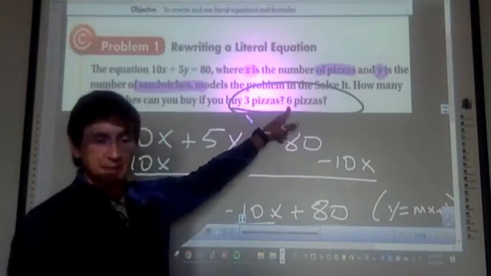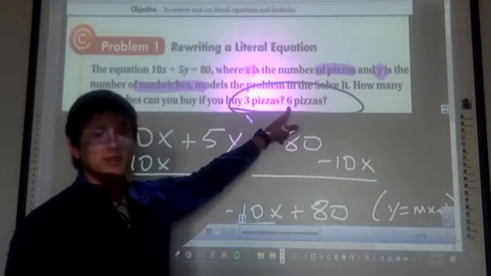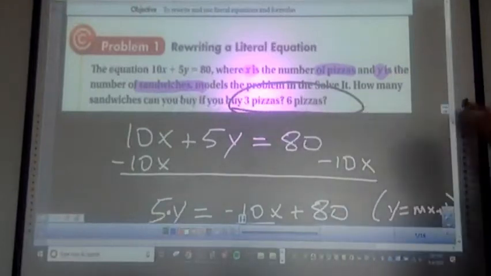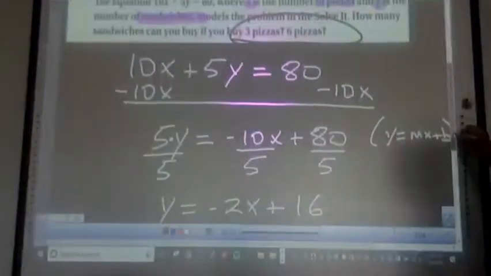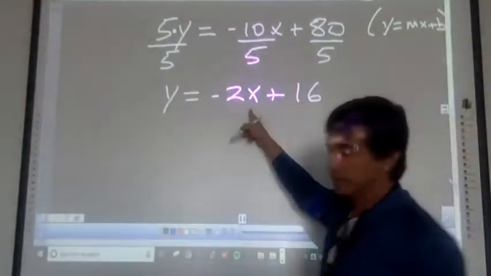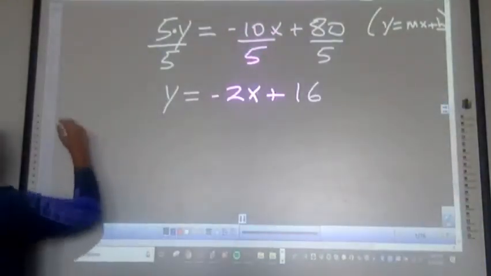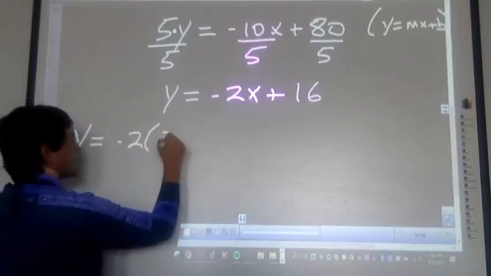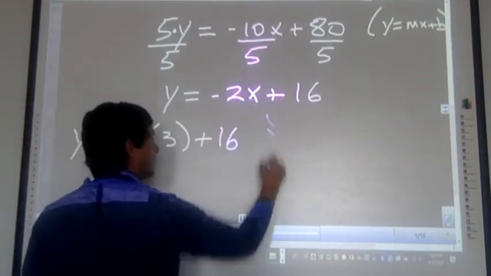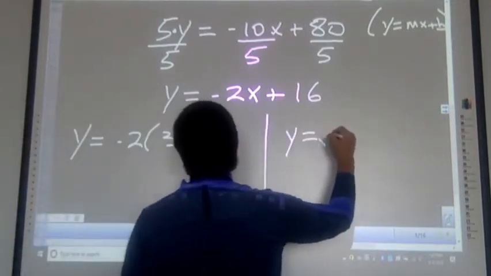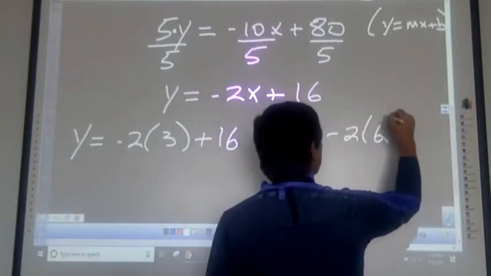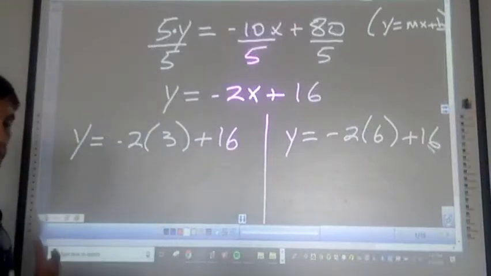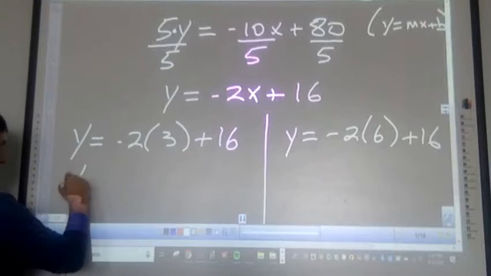And then as a separate problem, we're going to plug in 6 for x and see how many sandwiches we can buy if we buy 6 pizzas. Okay, so we're going to plug in 3 and 6 for x right here. So I'm going to plug in 3 over here. And then I'm going to plug in 6. Right, y is sandwiches. We want to know how many sandwiches we can buy.